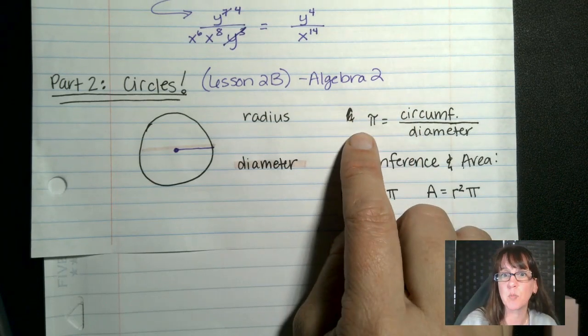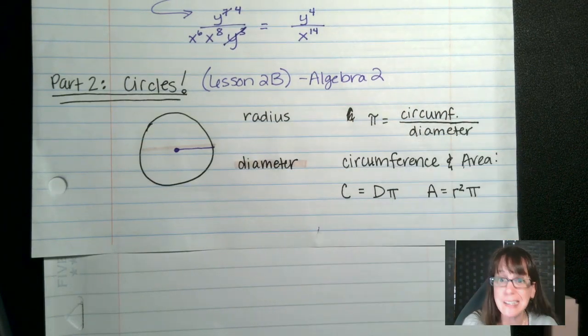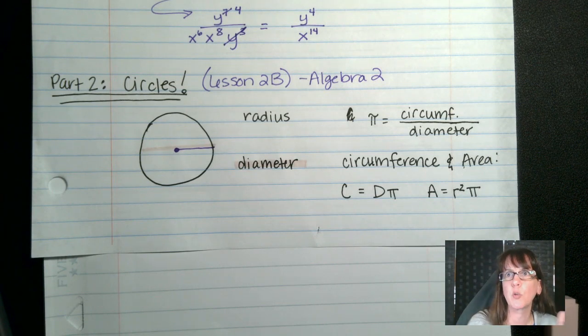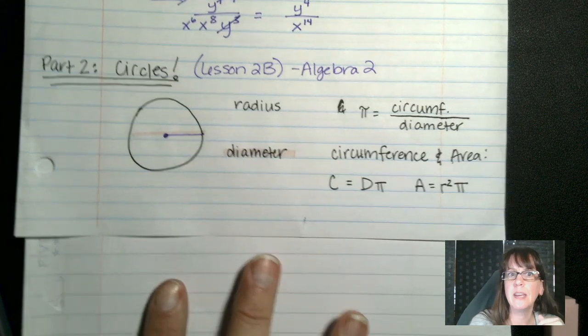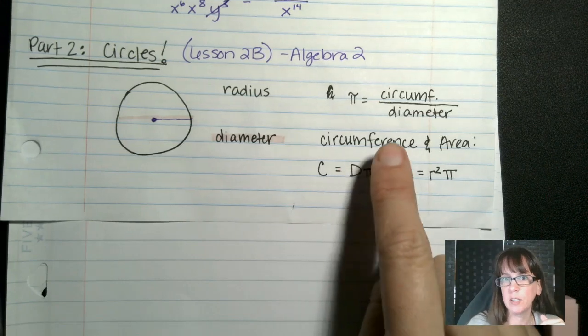Now, pi is what happens when we take the circumference of any circle and we divide it by its diameter. Just a reminder, pi is like 3.1415, and it's an irrational number that goes on forever, does not repeat. So then one other thing, a reminder on circumference and area.